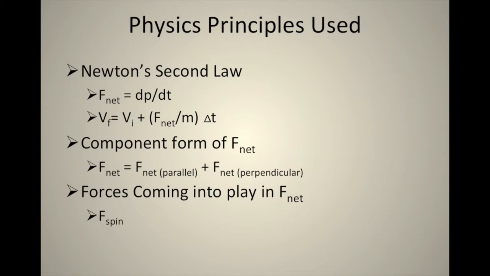It does two important things. One, it relates F net to the change in momentum over change in time of an object, and it is able to update the velocity of an object given a force. And we will use this in our computational model. We will also use a component form of F net, which splits F net into its parallel and perpendicular components. The parallel component represents a change in speed, while the perpendicular component represents a change in direction.